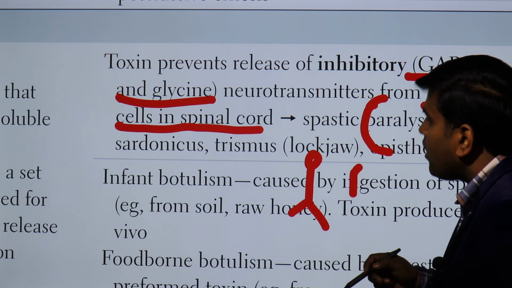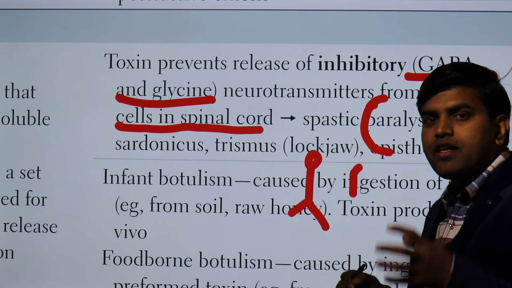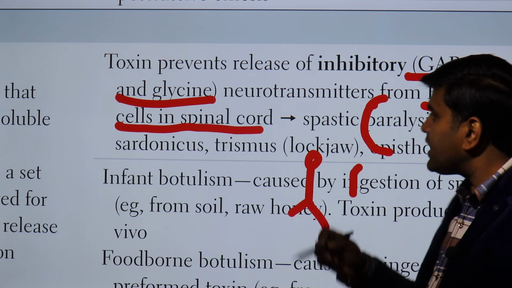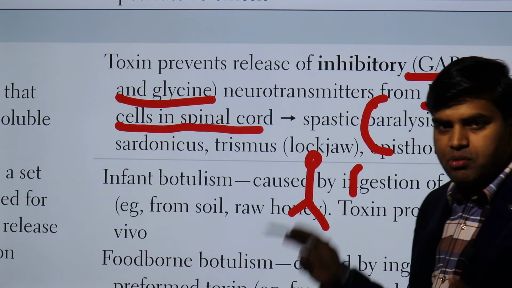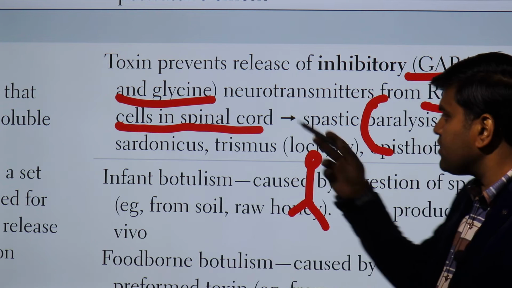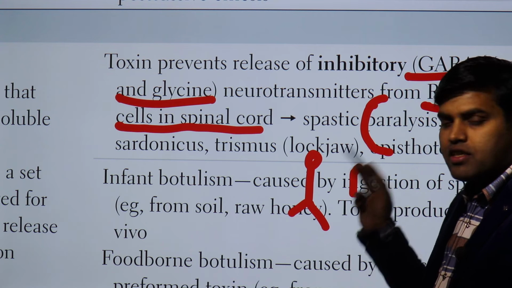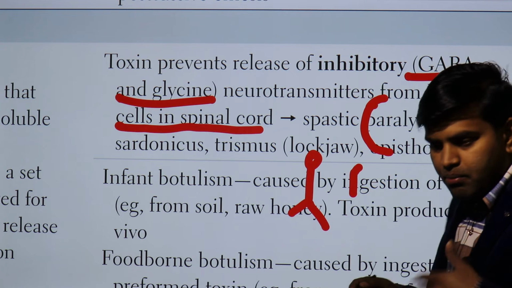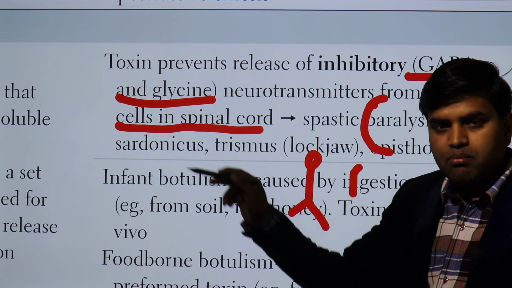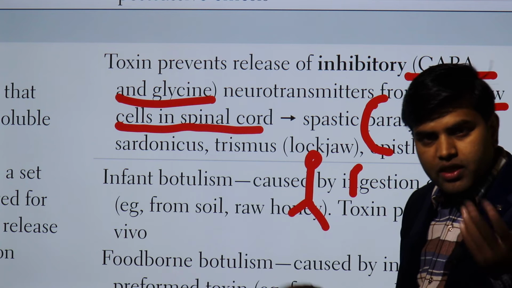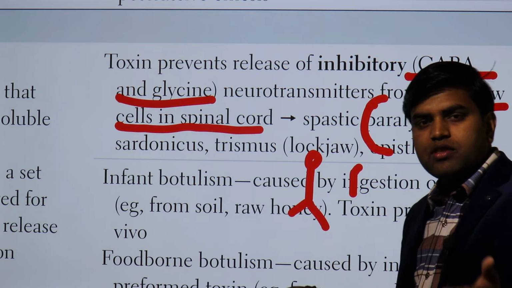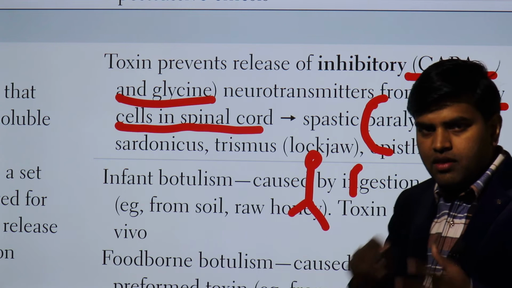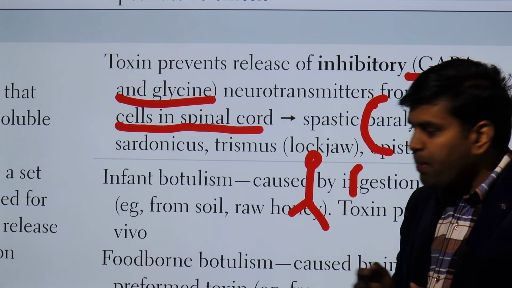All this occurs because the neurotransmitters which control the lower motor neuron, that is GABA and glycine, are not present. Why are they not present? Because they are not released from the Renshaw cell in the spinal cord. Why was the Renshaw cell unable to release them? Because it was damaged. By whom? By tetanospasmin. Where did this tetanospasmin come from? It came from the patient's infection with Clostridium tetani. I hope you got this point.